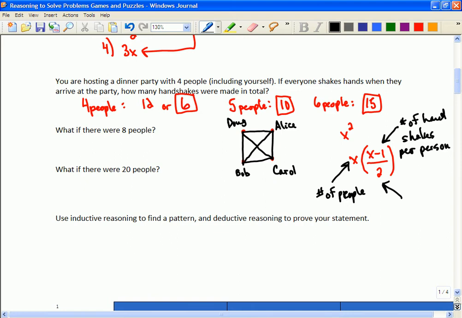So that's why there's an x minus 1. And why do we say divide by 2? Because each handshake is with 2 people. Oh, that's 2 people per handshake. That's right. I'll put that on the next.